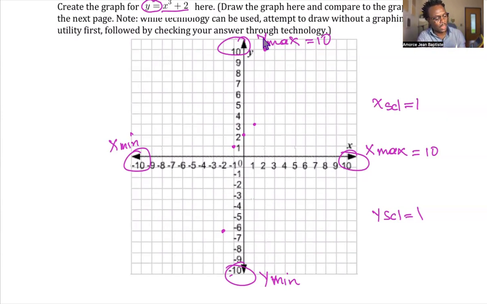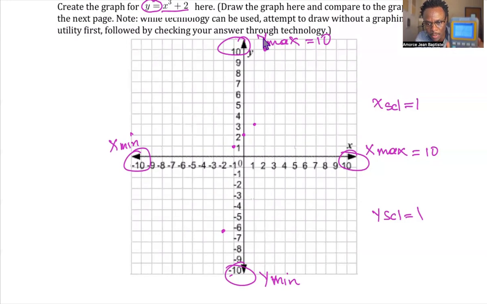So let me go on the window, and as you can see, the same values that we have here, x max, y max, x min, y min, x SCL and y SCL are the same. So we can just go ahead and hit graph to see the pattern of the graph. And after I hit graph, that's what it is.